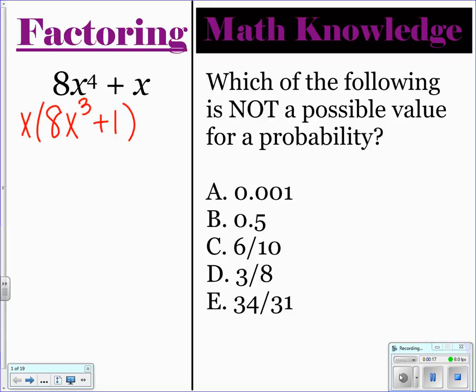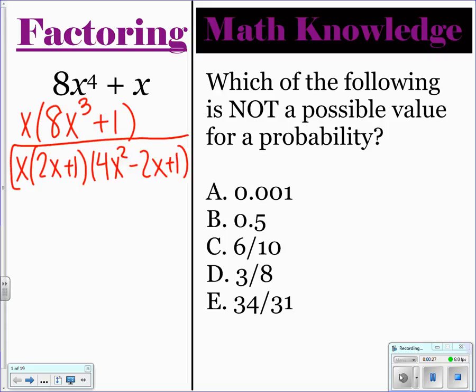This is a sum of cubes, so we can use our formula where we'll have 2x plus 1, and then 4x squared minus 2x plus 1. And so this would be your answer for your factoring.